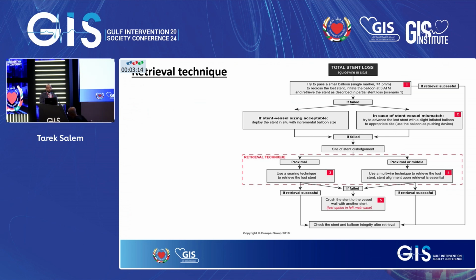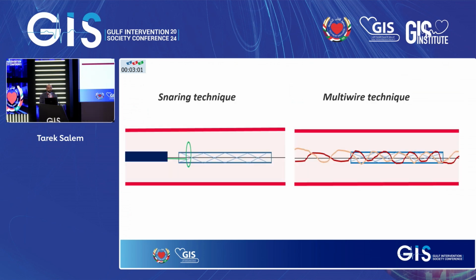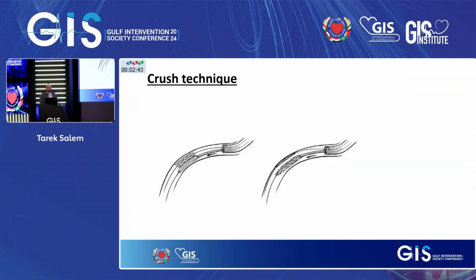Retrieval technique, so obviously here depends where the stent is. It's either by snaring, or by just inflating the balloon against the wire. So you have a snaring technique and then a multi-wire technique, where you put multiple wires and with your torquer you roll the wires, and hopefully that will hold onto the stent and you can easily pull it back. And then the crush technique, and obviously this is not something that would be possible in my case because the stent is actually in the aorta.